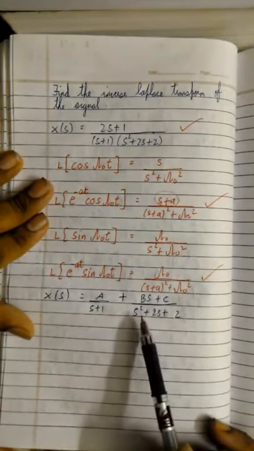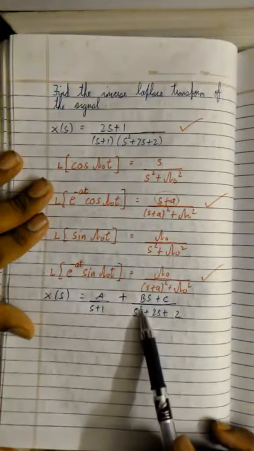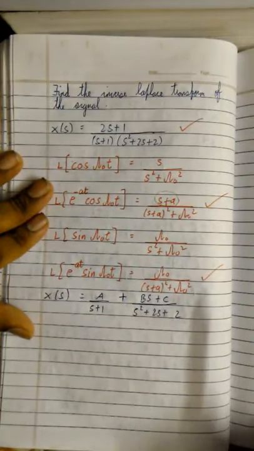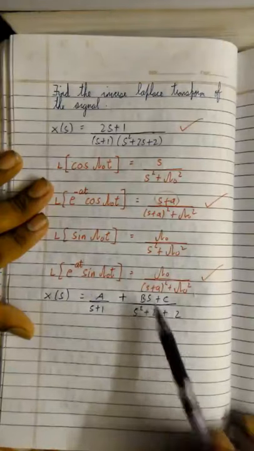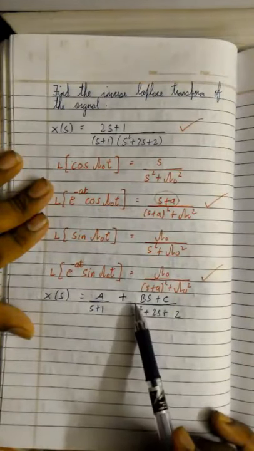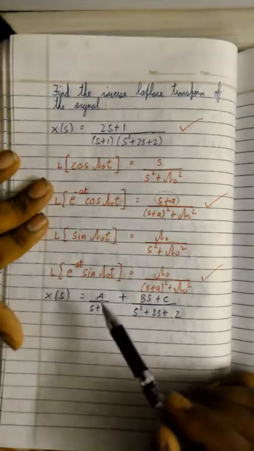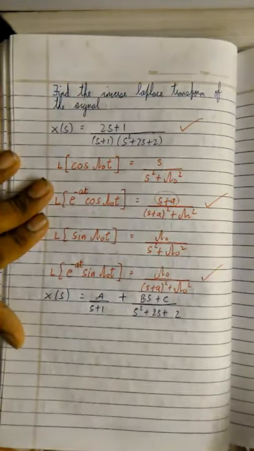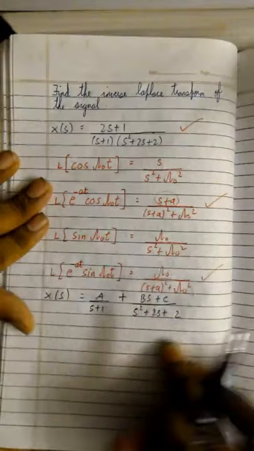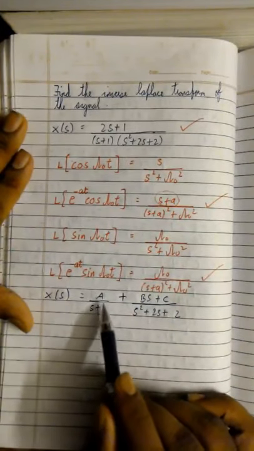Okay, so here it is s square, so the degree is 2, so here the degree must be 1. 2 minus 1 is 1. So you express this polynomial in this factor. Then what you need to do is find the value of a, b and c. The value of a can be found easily because it has the complete factor over here.